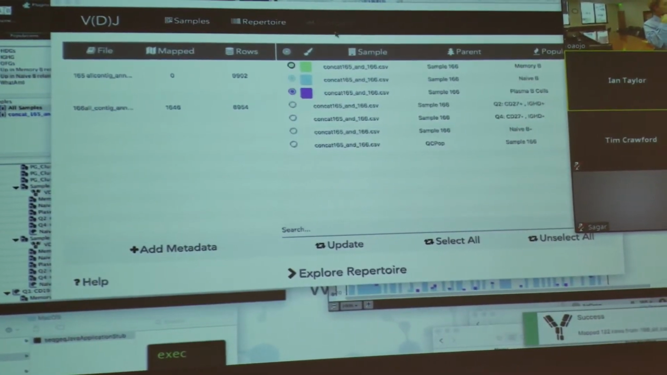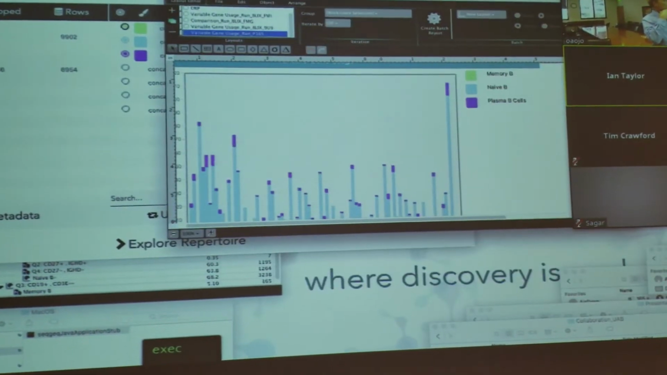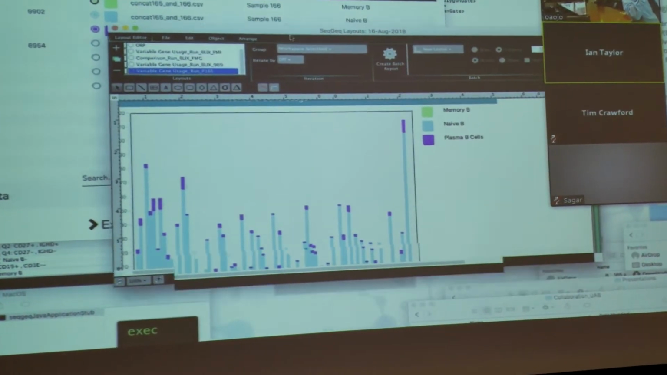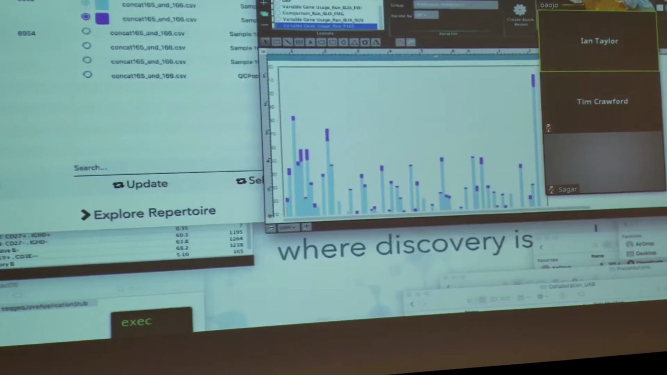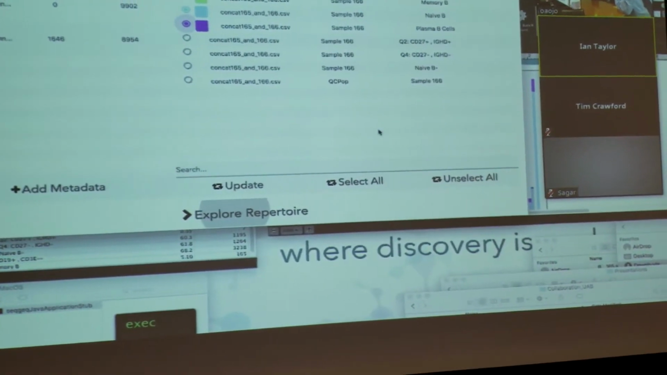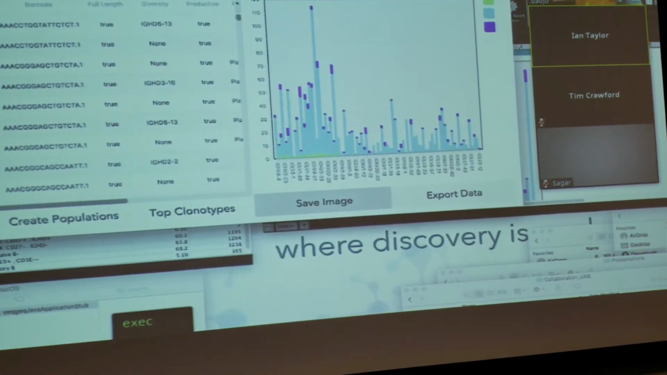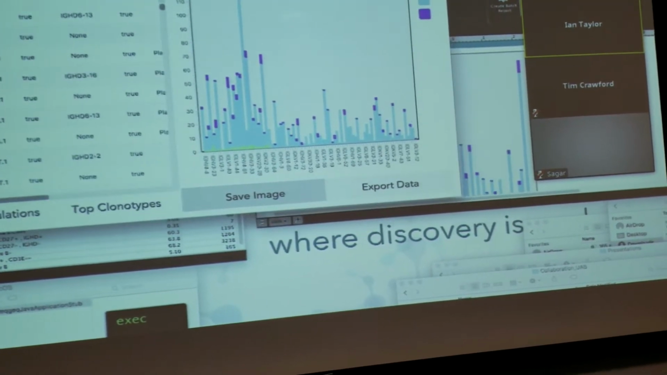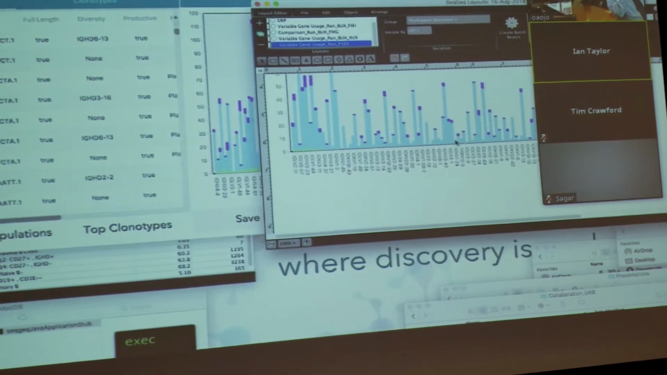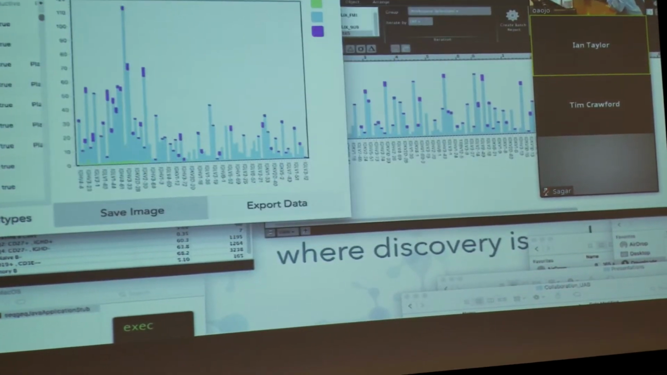As Tim mentioned to begin with, I should have stuck with the same color scheme. I didn't, but let's make sure I do going forward. So memory green, naive blue, plasma purple. And then if I explore the repertoire, we should be able to look at the variable genes associated with that. And actually, I see a similar pattern. I'm not sure that what's on the axis is exactly the same. No, it's not. I'm not sure how it's arranging that exactly.